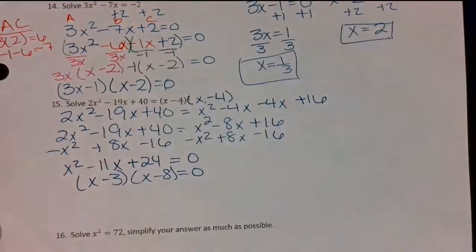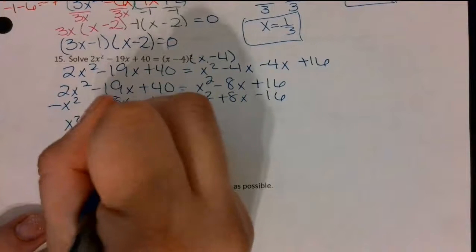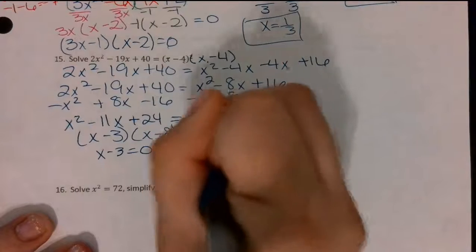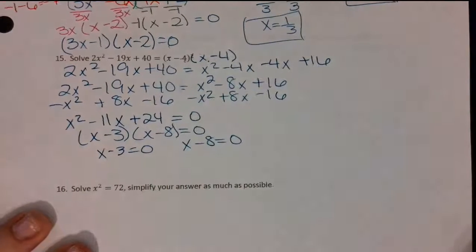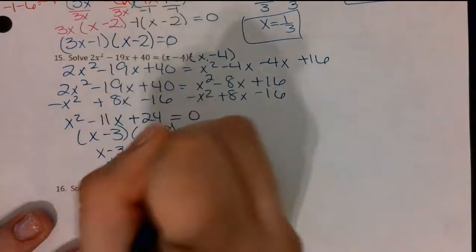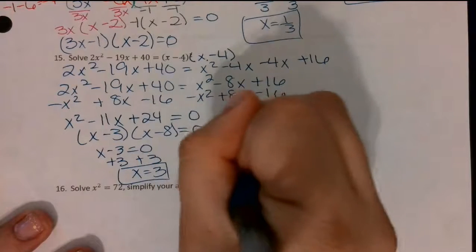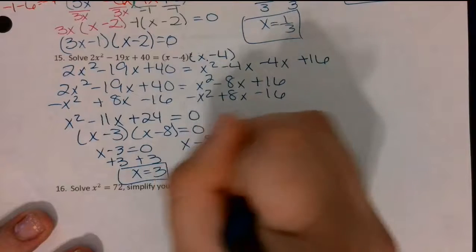Still equaling 0. Then I'm going to take each of my pieces and set them equal to 0. So I have x minus 3 equals 0, x minus 8 equals 0. I'm going to go ahead and solve them both. My first one, I add 3 to both sides. I get x equals 3. Second one, I add 8 to both sides. I get x equals 8.